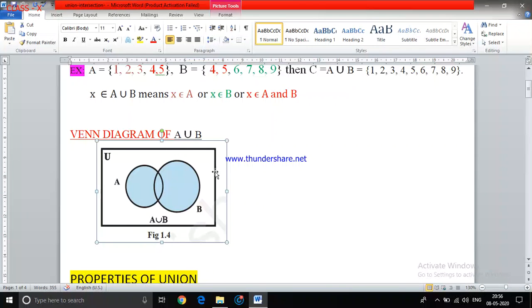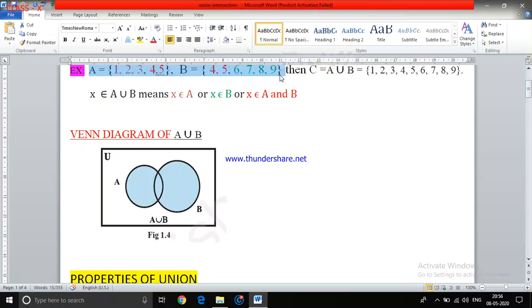To draw the Venn diagram, I will always have a universal set in the rectangular box, and as many circles as we have sets. Here I have set A and set B, so that's why I have taken two circles. If you have three sets, then you have to draw three circles. So this is the Venn diagram of A union B.